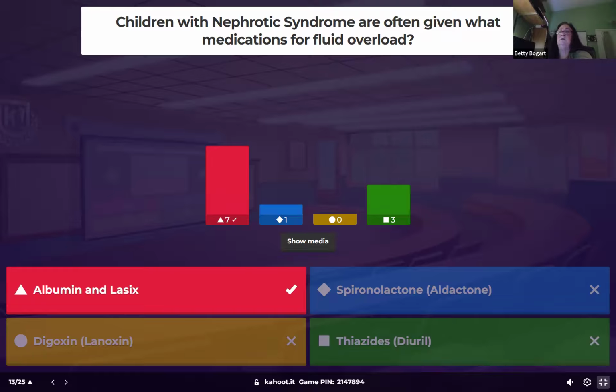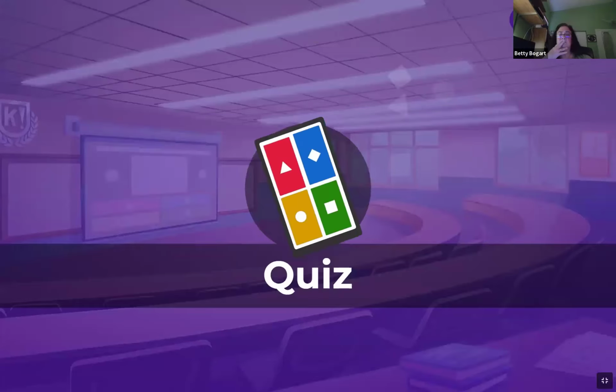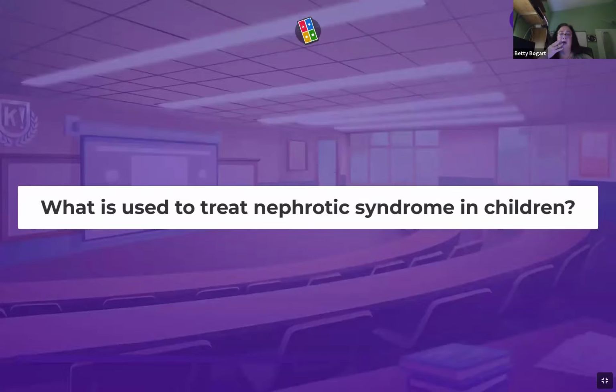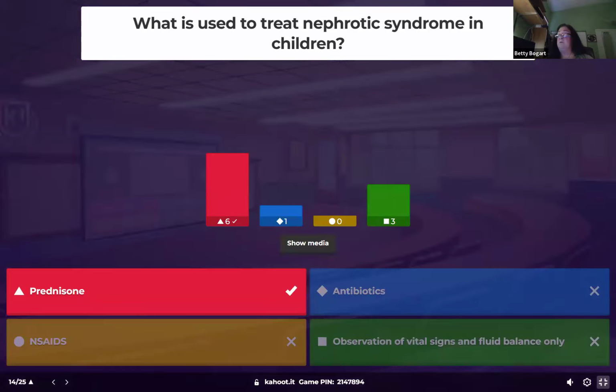Thiazides are used in blood pressure, mostly. First line is used to treat nephrotic syndrome in children. You have a child coming in and they're in a nephrotic crisis. So they're swelling, generalized edema, they've gained weight, their protein levels are on the floor. What are you going to do? And it's just prednisone, steroids. That's what we treat nephrotic syndrome with.